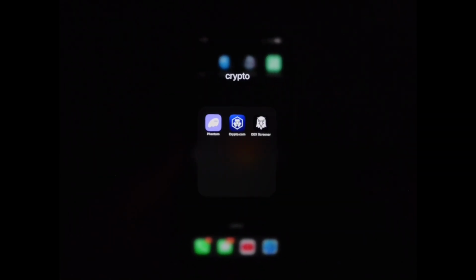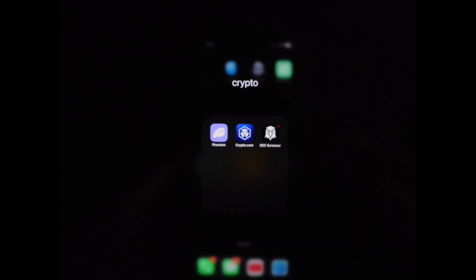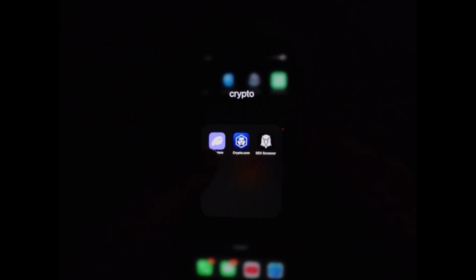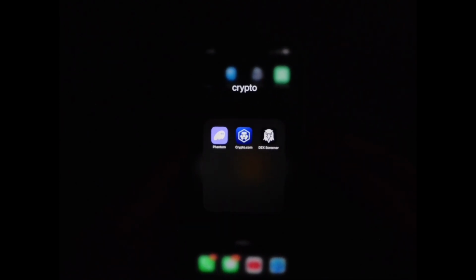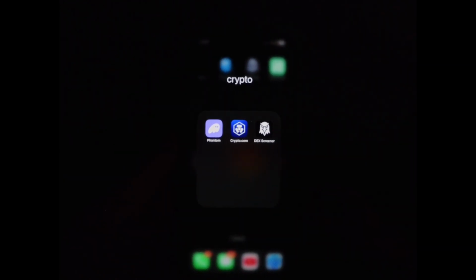Today we're going to go over how to trade meme coins and do it safely. First thing you're going to want to do is download Phantom, which is this purple ghost app. It's going to ask for some personal identification, your social security. It's a trusted site, so go ahead and put in that information.